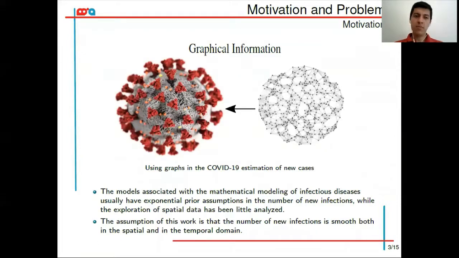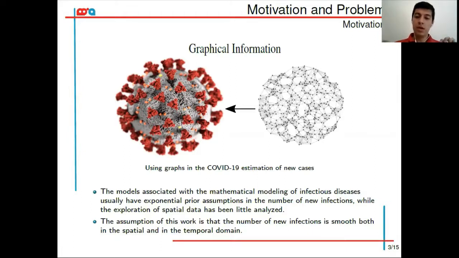Then, what is the motivation? The idea is trying to incorporate graphical information in the estimation of new COVID-19 cases. The models associated with the mathematics of infectious disease usually have exponential prior assumptions on the number of new cases. Our idea is trying to incorporate graphs in the estimation of new cases.